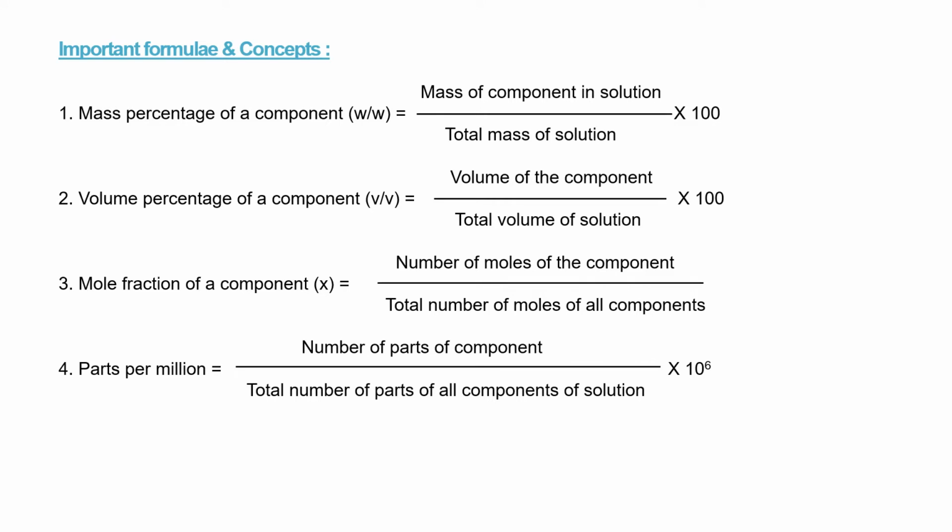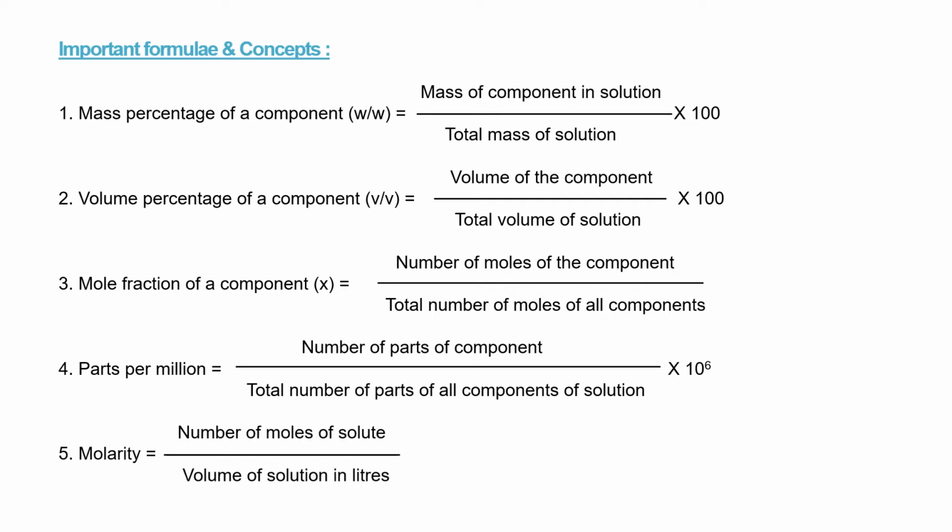Next, we study the parts per million formula. This is nothing but a concentration expression, meaning you express the concentration in these different terms. So parts per million is equal to number of parts of a component divided by total number of parts of all the components of the solution, into 10 raised to 6.